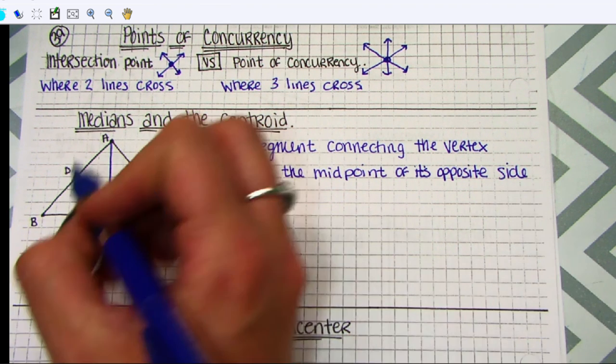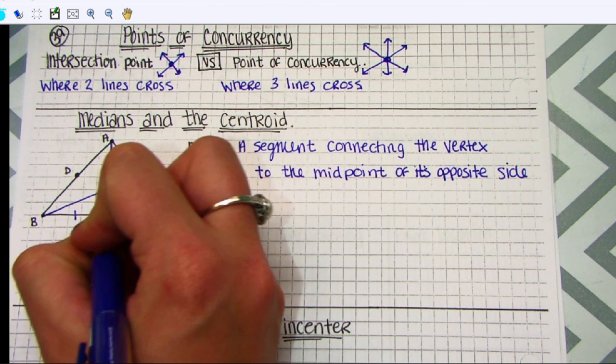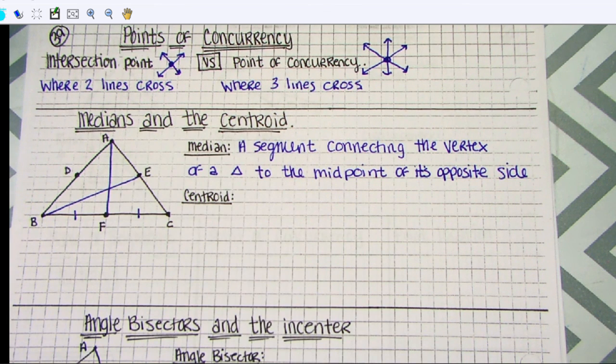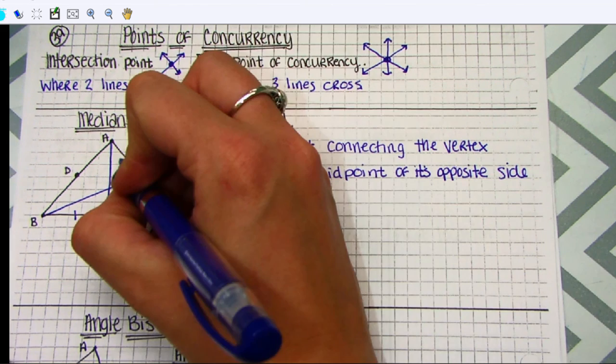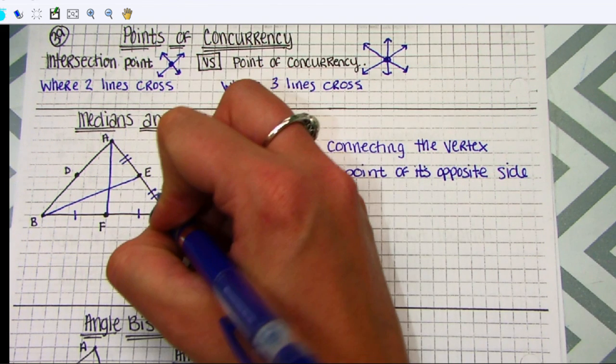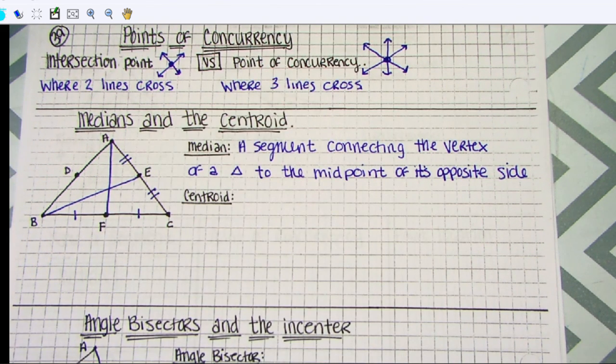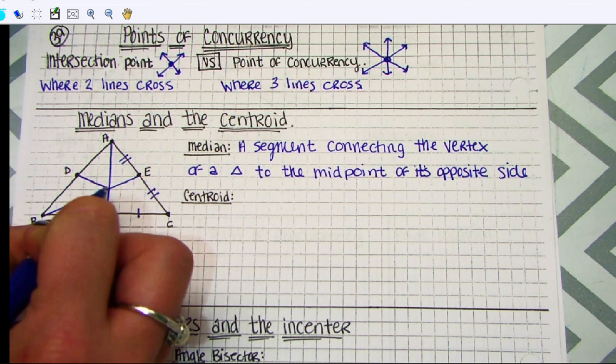So then we're going to start at B. B is going to connect to E, and E is going to make a midpoint of AC. So this gets 2 bars on each because E is the middle. And you do the same thing from C to D.